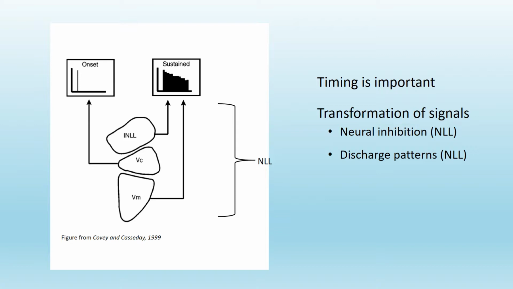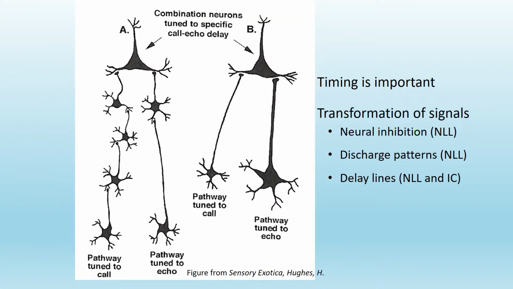Responses from the rest of the nuclei of the lateral lemniscus are sustained throughout the signal duration to convey information about the length of a sound. Combining excitatory and inhibitory input tunes for simple temporal features of a sound. Finally, delay lines are present in the nuclei of the lateral lemniscus and in the inferior colliculus.